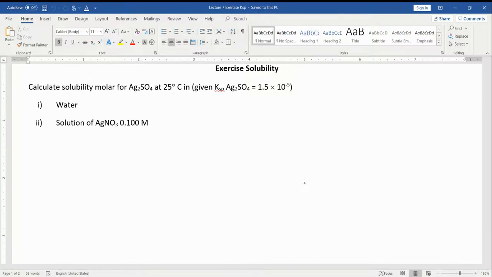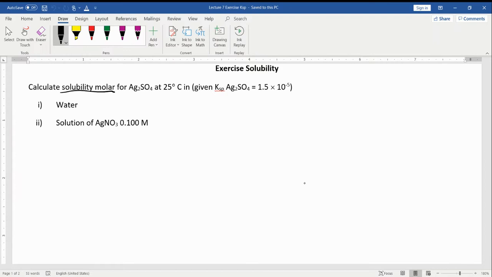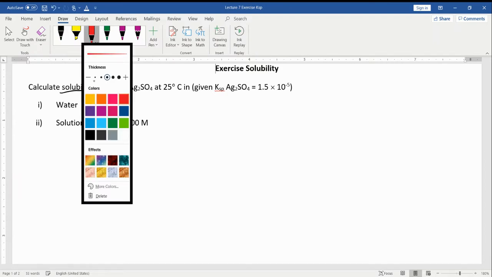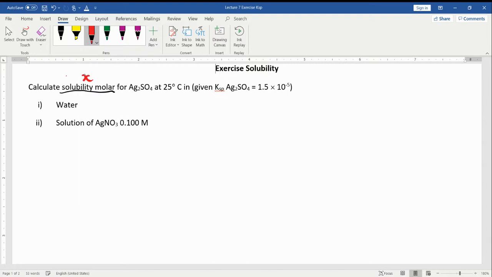Welcome to Chapter 7. Now let us continue with the solubility exercise. Calculate the molar solubility, which means we are going to find x, of silver sulfate at 25 degrees Celsius, given Ksp. The first one is to find it in water. Now we will start with number 1 first.